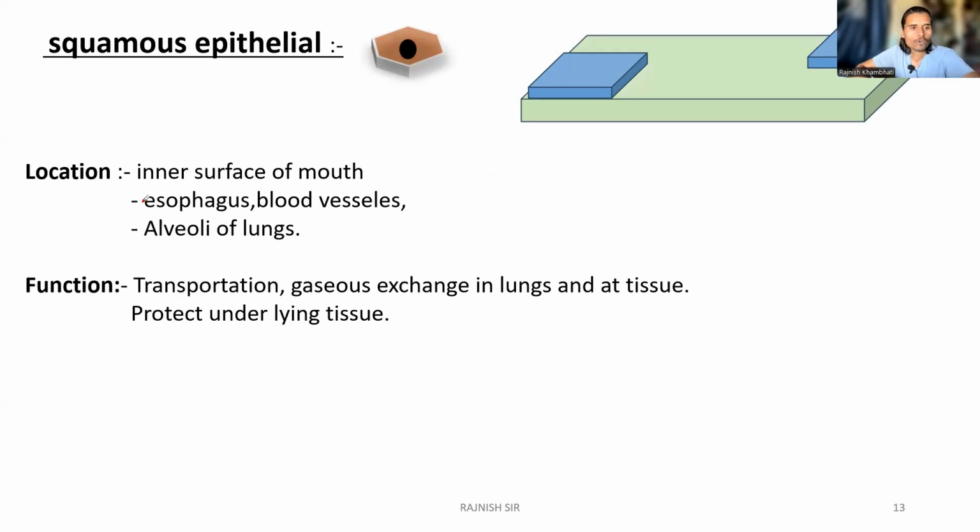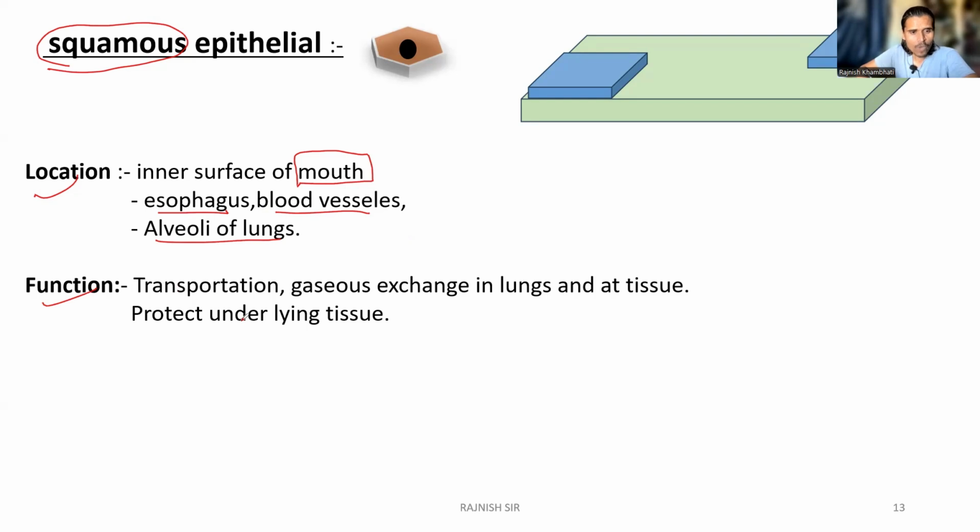Now, location of the squamous epithelial tissue: where you can find this tissue in the body. Location is the inner surface of the mouth. You can find them in your mouth, in the esophagus, in the blood vessels, and alveoli of lungs. This is their location. And what is their function?